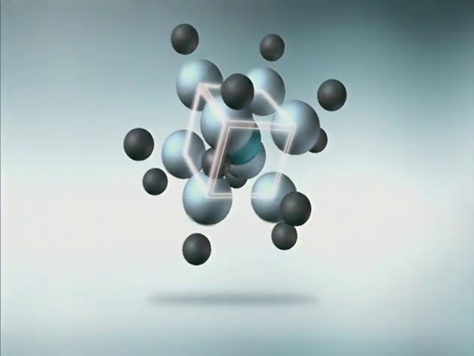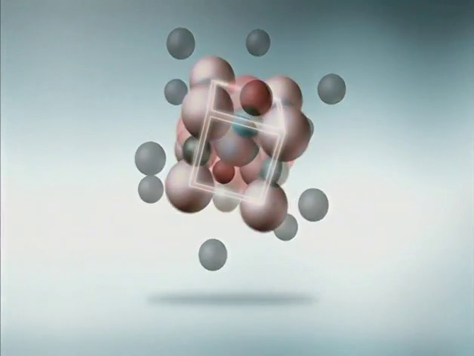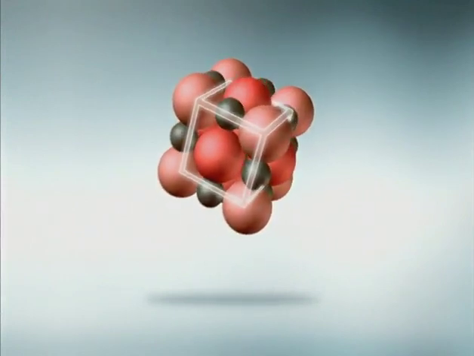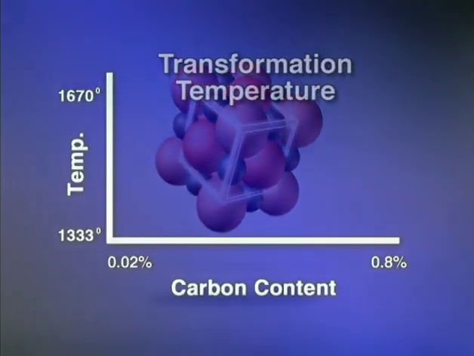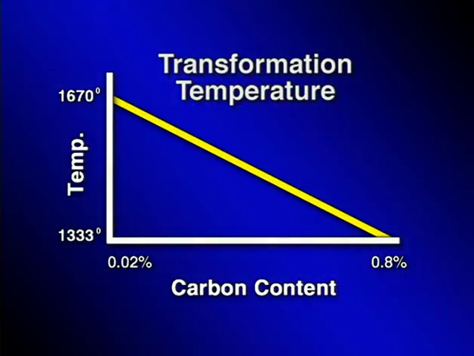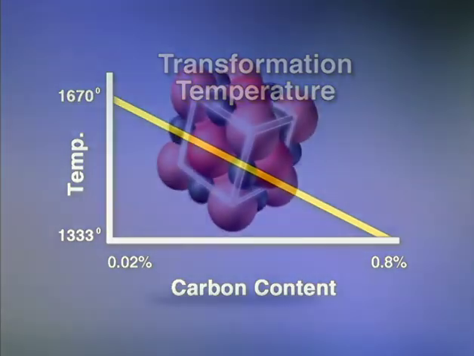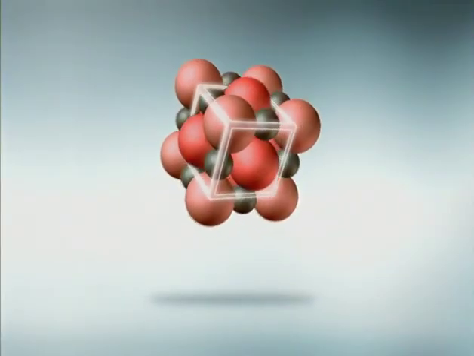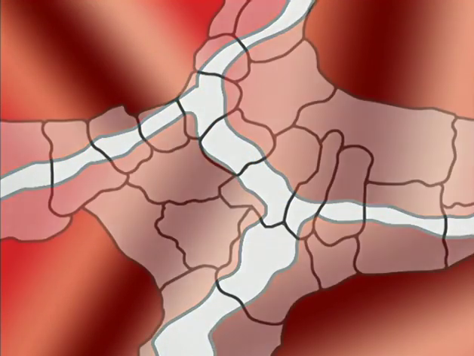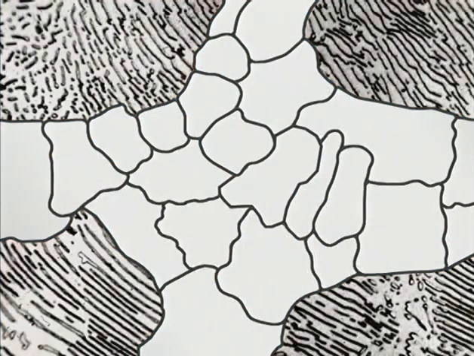So, steel is an iron-carbon alloy, with other alloying elements added to achieve specific mechanical properties. Iron is allotropic. Its atomic space lattice changes from body-centered cubic to face-centered cubic at a critical temperature called the transformation temperature. The transformation temperature varies from 1670 degrees Fahrenheit at 0.02% carbon to 1333 degrees Fahrenheit at 0.8% carbon. Carbon is soluble in iron and occupies the spaces between iron atoms. The transformation of austenite into ferrite and pearlite requires the diffusion of carbon, and diffusion takes time.